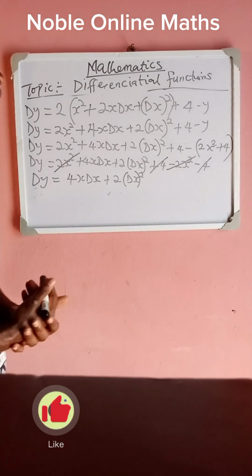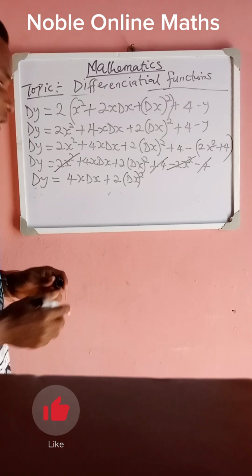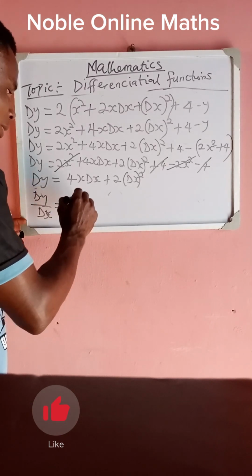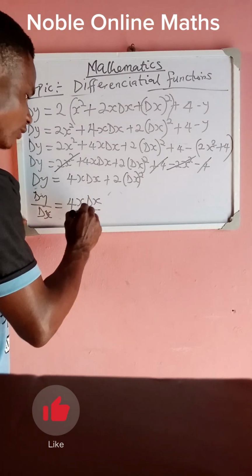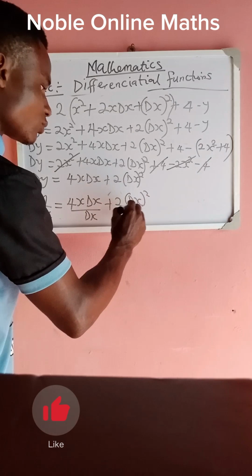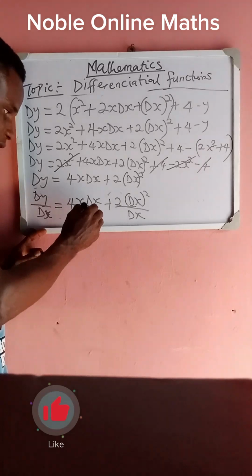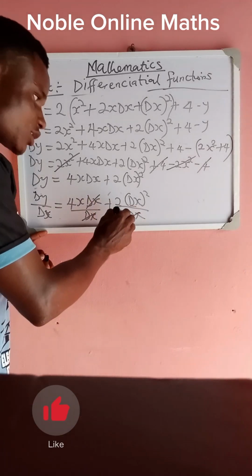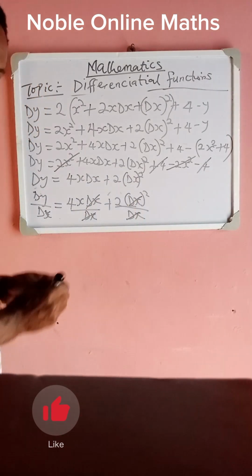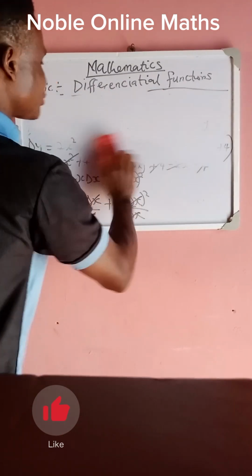Then what again do we have to do? Our next step is to divide both sides by change in x. Dividing both sides by change in x, we have change in y over change in x is equal to 4x change in x all over change in x plus 2 into change in x raised to power of 2 divided by change in x. So what do we have now? We can cancel change in x here. Remember that change in x here is squared, so we cancel one of it.